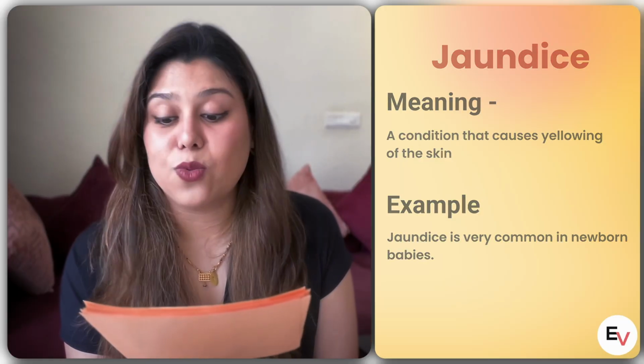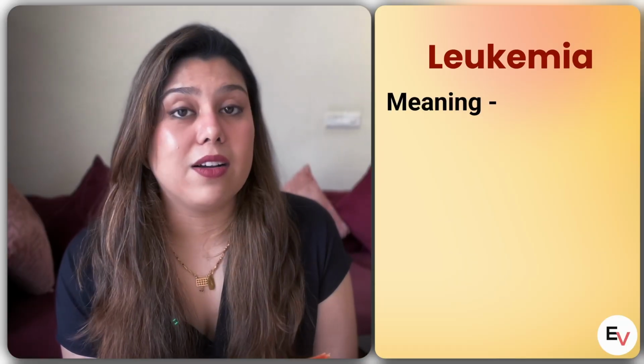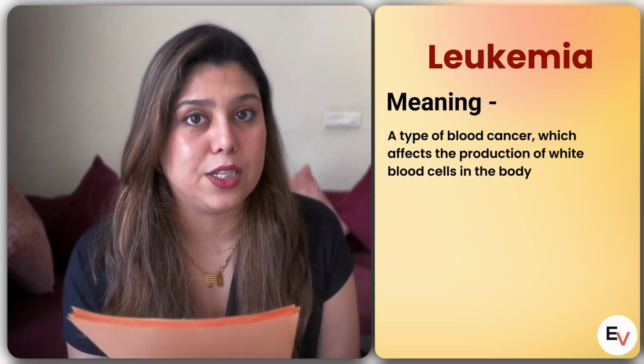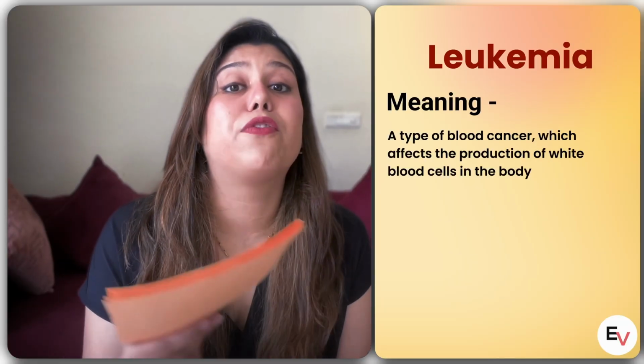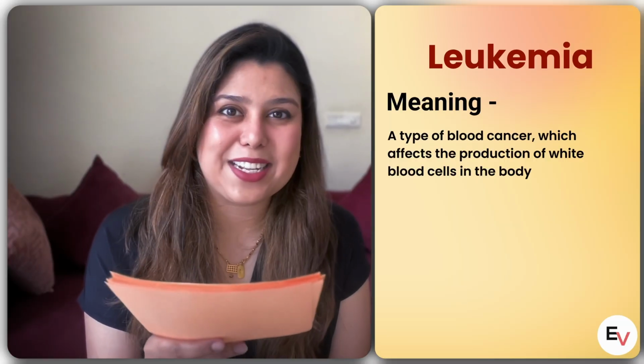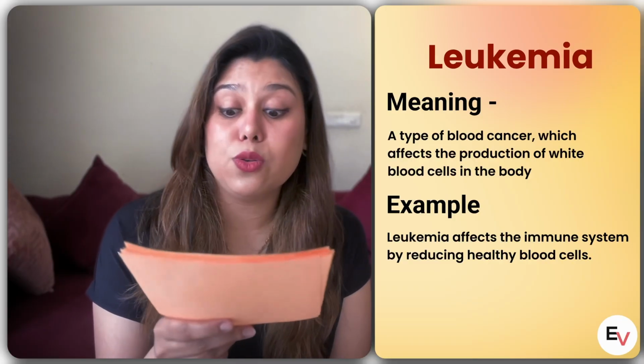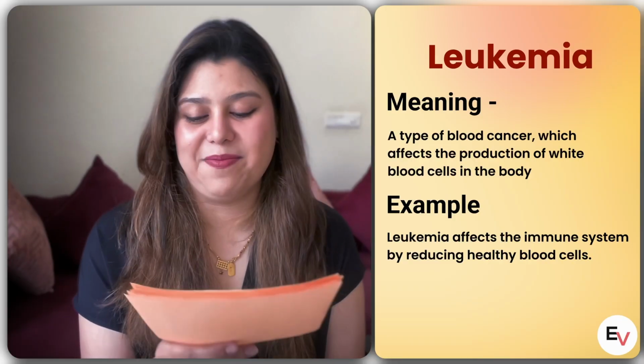Your 17th word is leukemia. Repeat after me, leukemia. It is a type of blood cancer which affects the production of white blood cells in the body. Now let's frame a sentence with this word. Leukemia affects the immune system by reducing healthy blood cells.